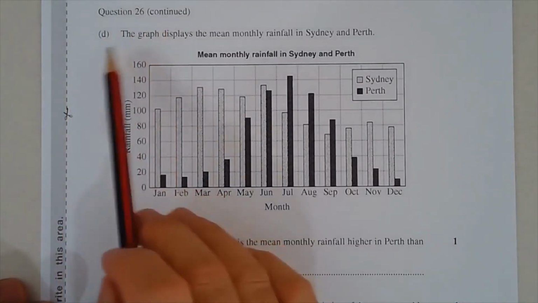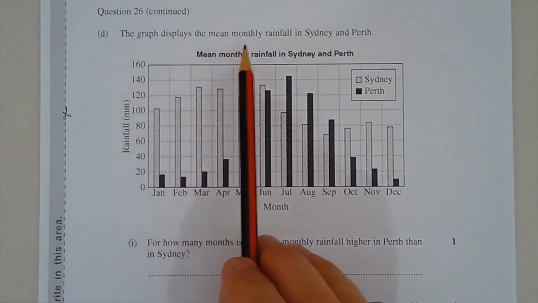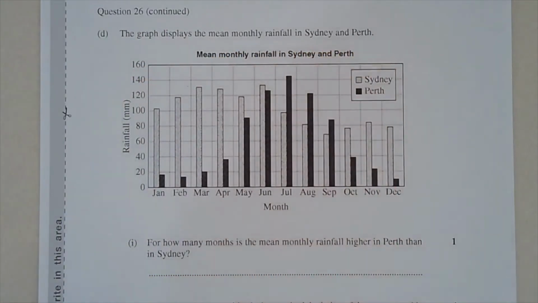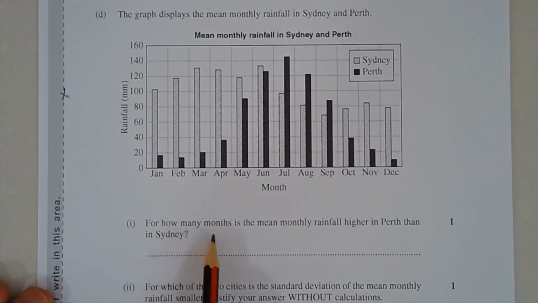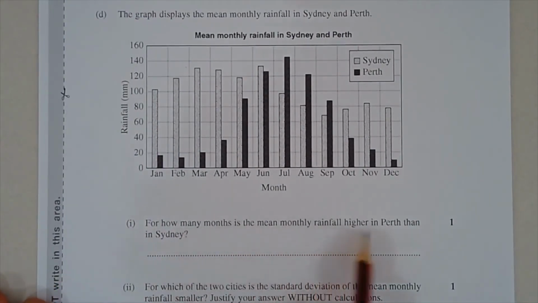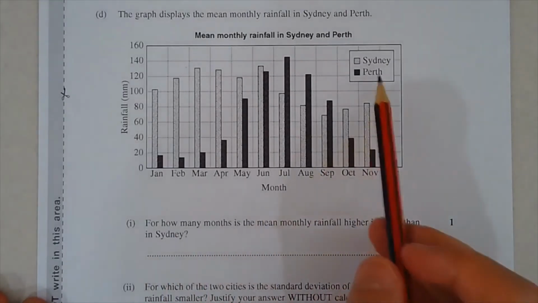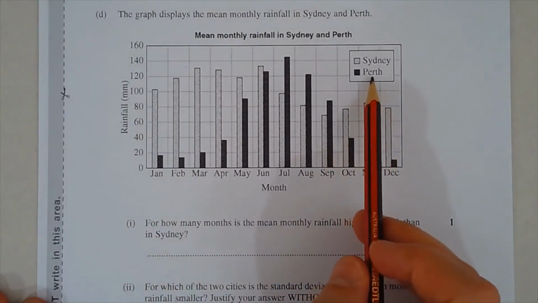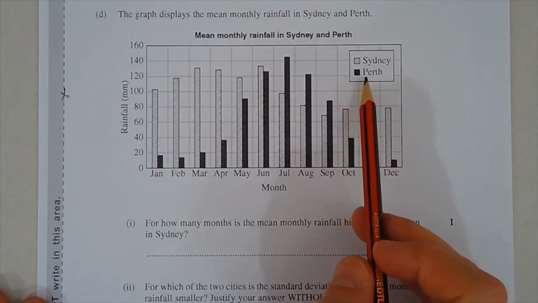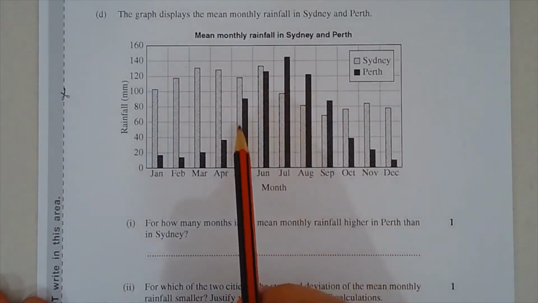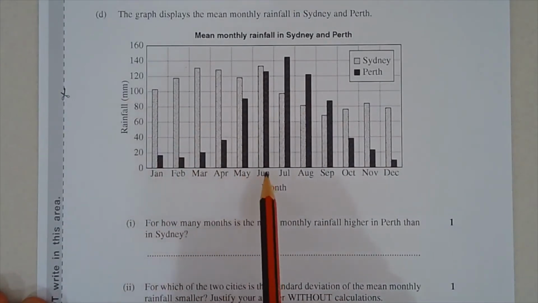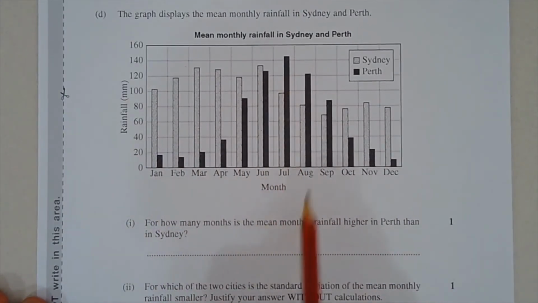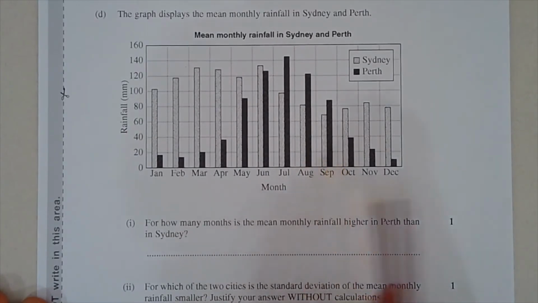Question 26D. The graph displays the mean monthly rainfall in Sydney and Perth. Part 1: for how many months is the mean monthly rainfall higher in Perth than in Sydney? We'll look for the months where the bar that represents Perth is higher than the bar that represents Sydney. Certainly not January, February, March, April, May, June. In July, Perth's higher, August, and also September. So we have 3 months.